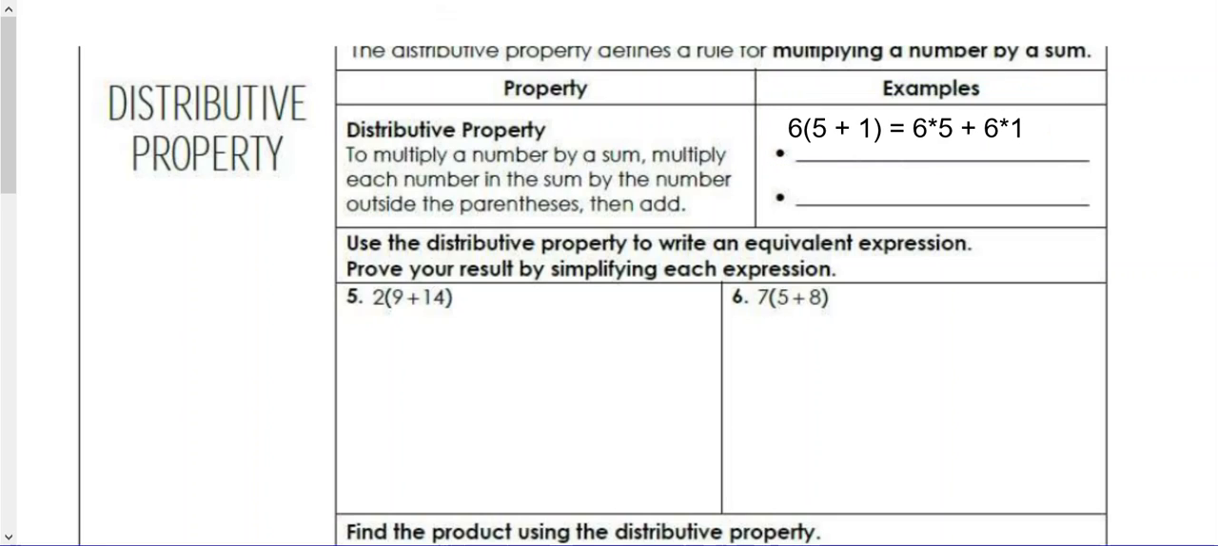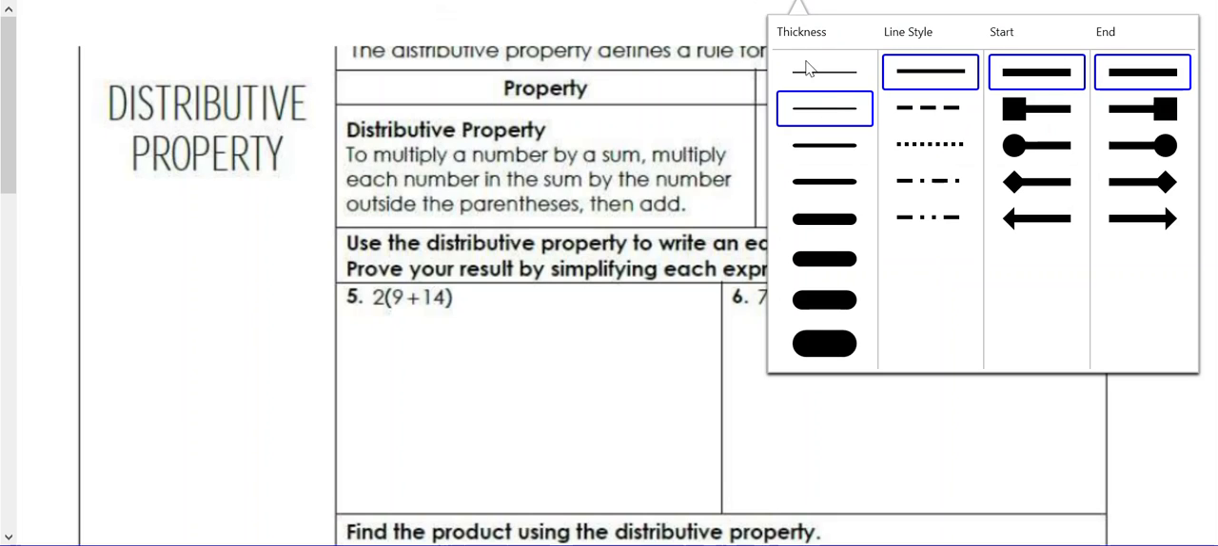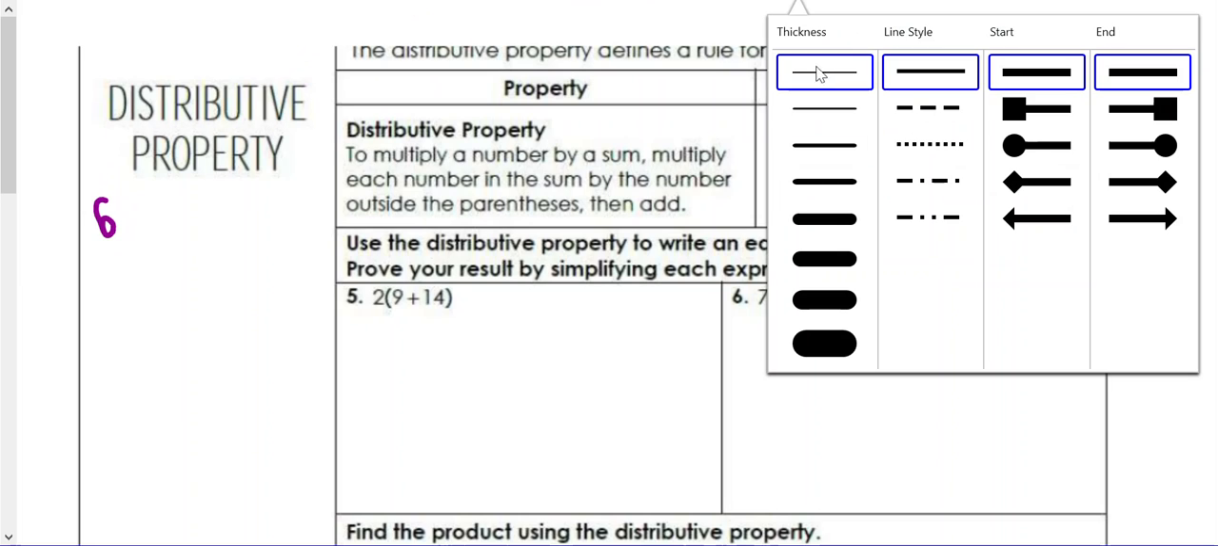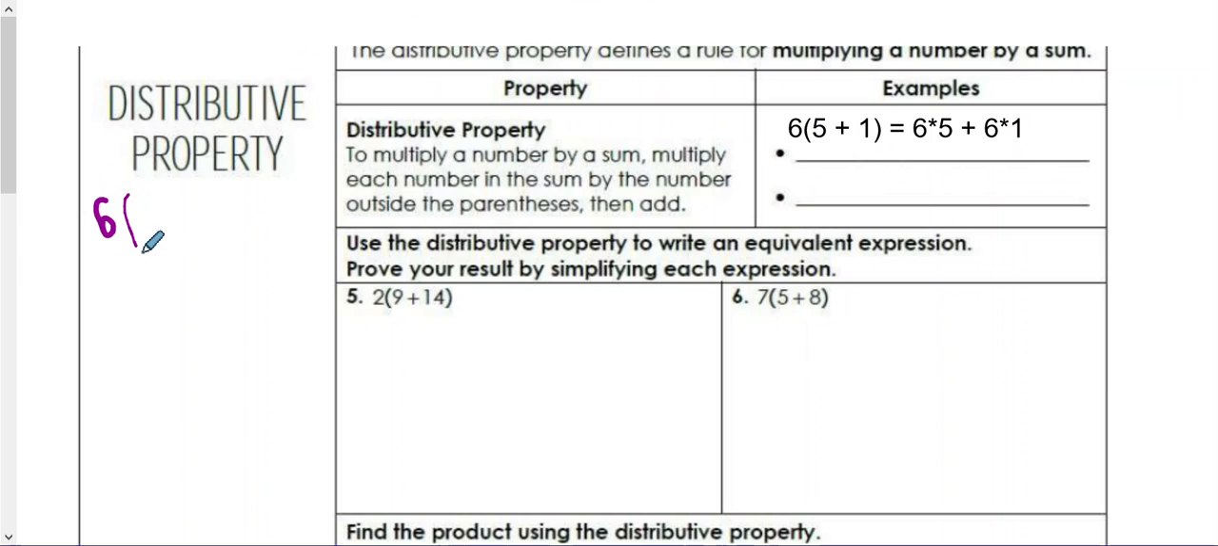The way that a lot of people show this is like this, and I'll do it in purple. The way that most people show it is like this, 6 times 5 plus 1. They say take the 6 and show that you are multiplying it by both so you don't forget. So 6 times 5 plus 6 times 1.